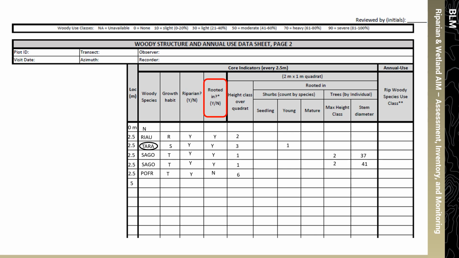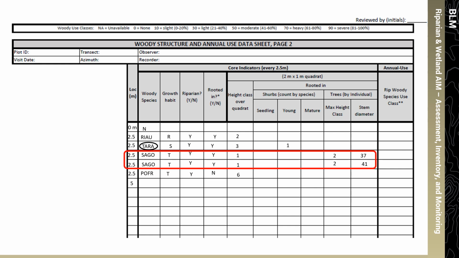Next, we record each species' height class over the quadrat. Then, for rooted in riparian individuals, for shrubs, we tally the individuals in each age class, and for trees, we estimate their max height and their stem diameter, either DBH or diameter at 50% height. Let's look at the Popher. We record that it's a tree, it's overhanging the quadrat, its height over the quadrat, but then since it's not rooted in, we don't record any data for max height or stem diameter.